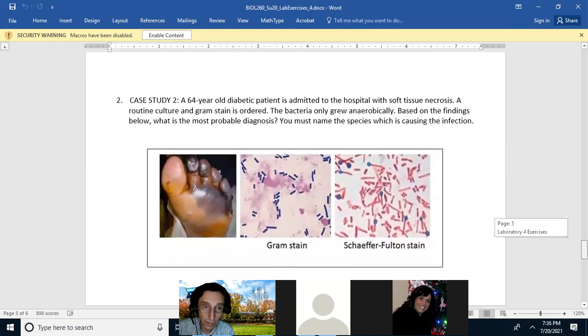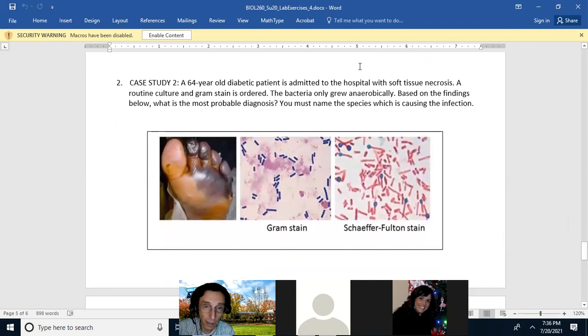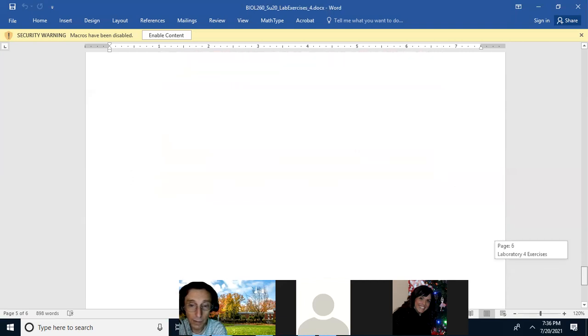And then in patient case study 2, some information about the patient, some physical information about the patient, the Gram stain of the patient, and the Schaefer-Fulton stain. And then give me the species which is causing the infection. Okay? If you don't give me the species, it will be wrong. So you have to give me the species name. Okay? All right, any question about any of that?